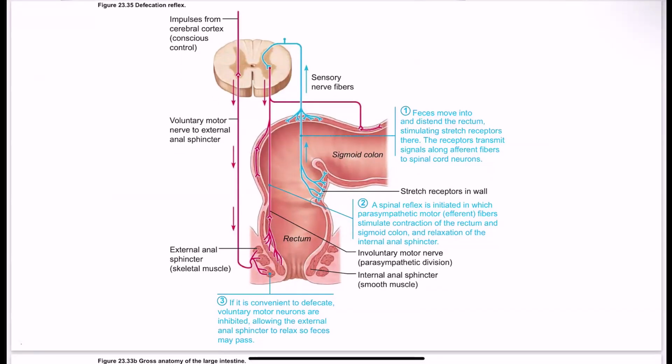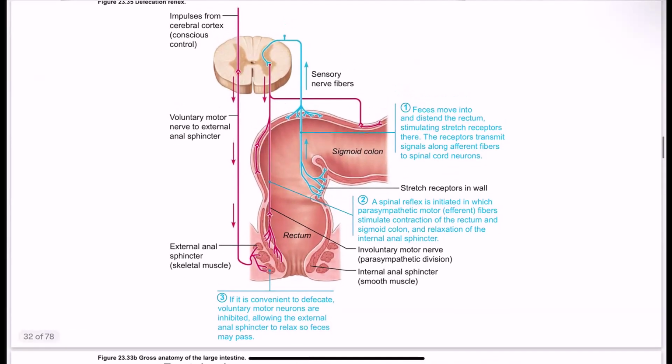So speaking of defecation, this is the process. It's three major steps. The first step is that feces move into the sigmoid colon, and then from the sigmoid colon into the rectum. And once the rectum walls stretch, that stimulates stretch receptors in the rectum. And that activates these neurons, right? And that activates a spinal reflex.